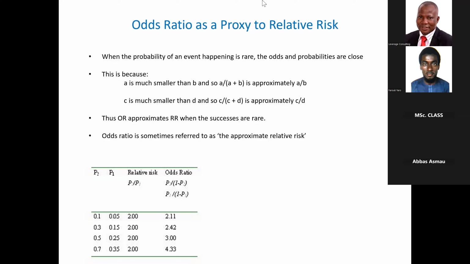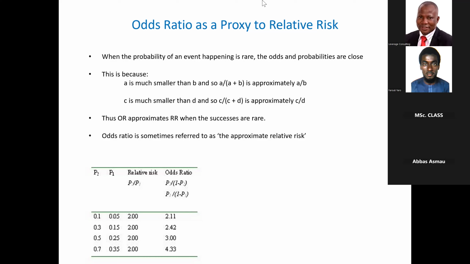0.1 to 0.05. Yes. So when the risk of the disease is very small, the value of the odds ratio approximates the relative risk. So if you get, say, 2.00 and 2.11, it's almost the same.